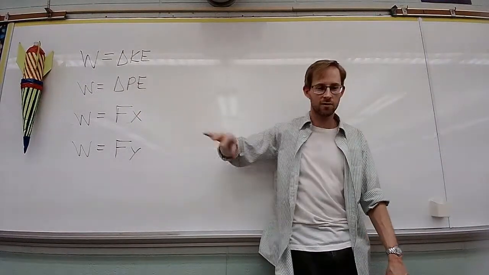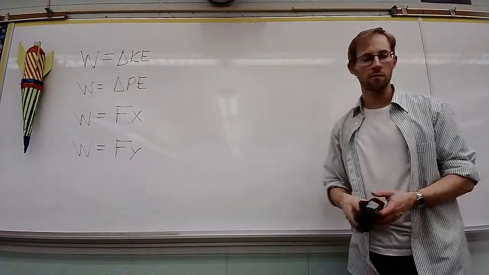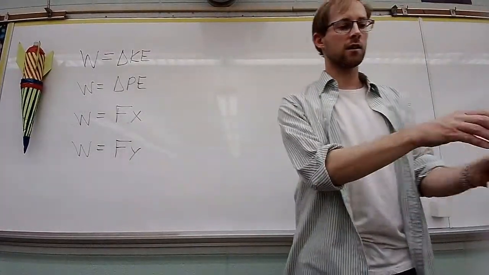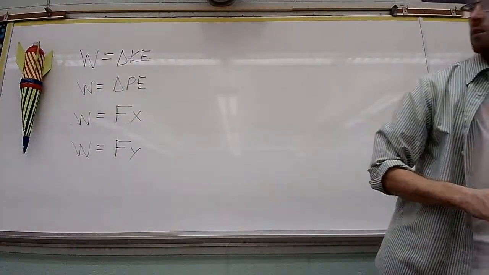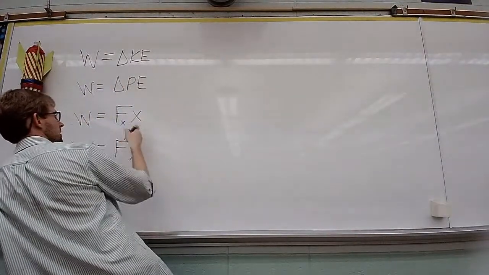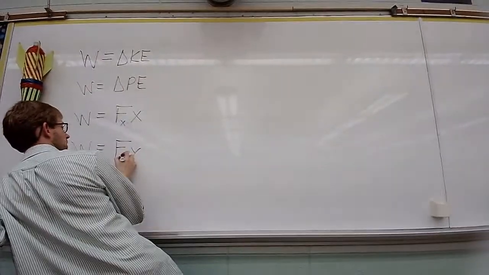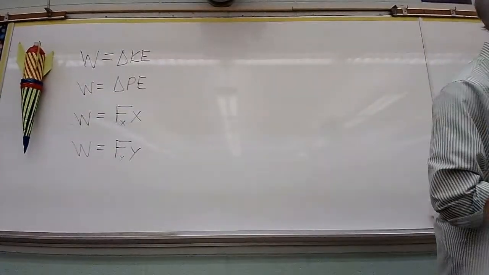Now I've got to show you the more in-depth way. You'll notice if you look at your formula sheet that the way work is described is a little bit more specific than what I have on the board. On your sheet, it says F with a little x next to it times distance, and F with a little y next to it times y. I'll show you exactly why those are there.